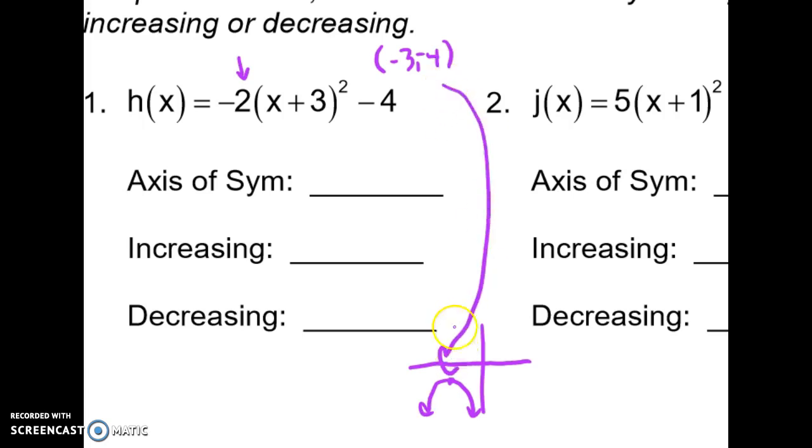So I've got my vertex at (-3, -4). There's my point. The axis of symmetry is the vertical line that goes through the x-coordinate. And this graph will increase, followed by a decrease. So the increasing is from negative infinity to negative 3, and decreasing is from negative 3 to infinity. All right, so again, I could be wrong, but I think it's so much easier if we have a little sketch of the graph so we can figure out the increasing and decreasing intervals. Again, the axis of symmetry is just that vertical line that goes through the x-coordinate of the vertex.